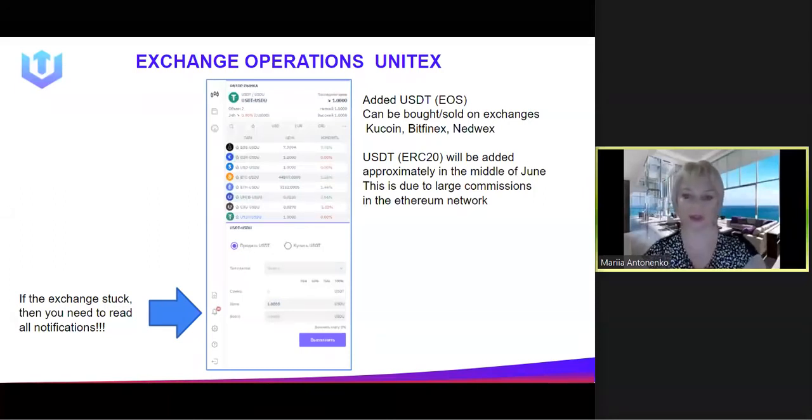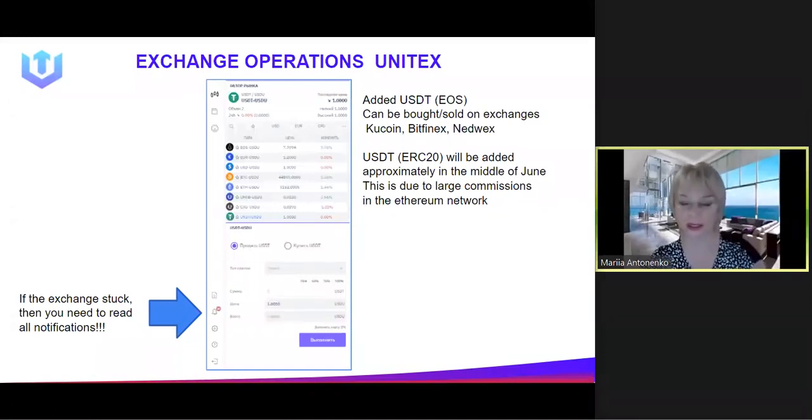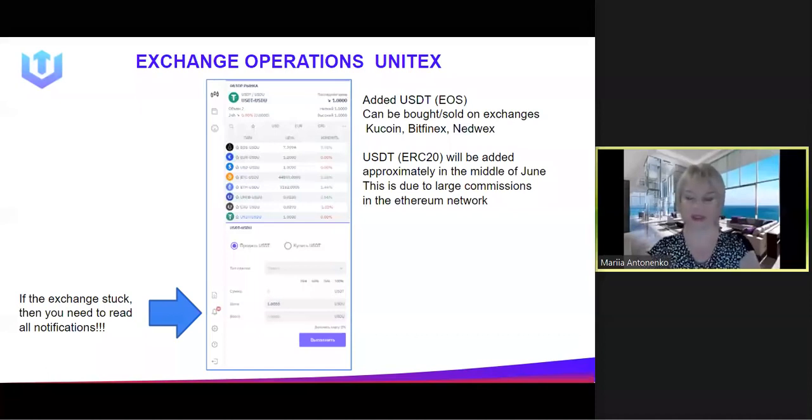Most of our partners got used to the Binance exchange, and you don't have USDT on Binance. It's not supported. It's mainly traded on the Korean and Chinese exchanges. Bitfinex also supports EOS, KuCoin too. There is a decentralized exchange, NetWex. On KuCoin and NetWex, you can buy cryptocurrency without verification.